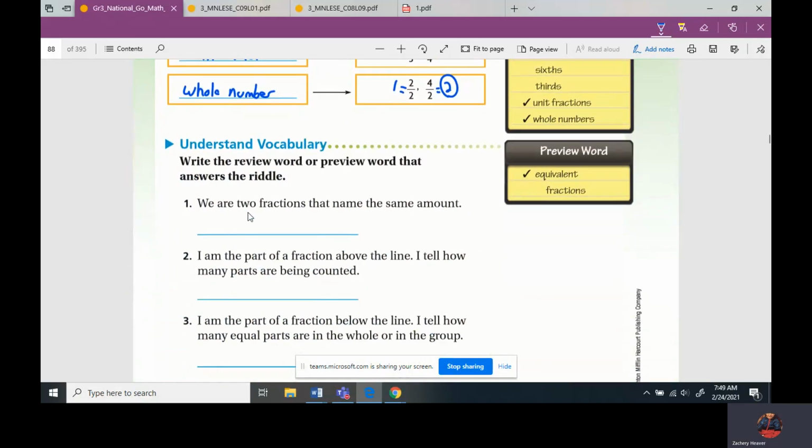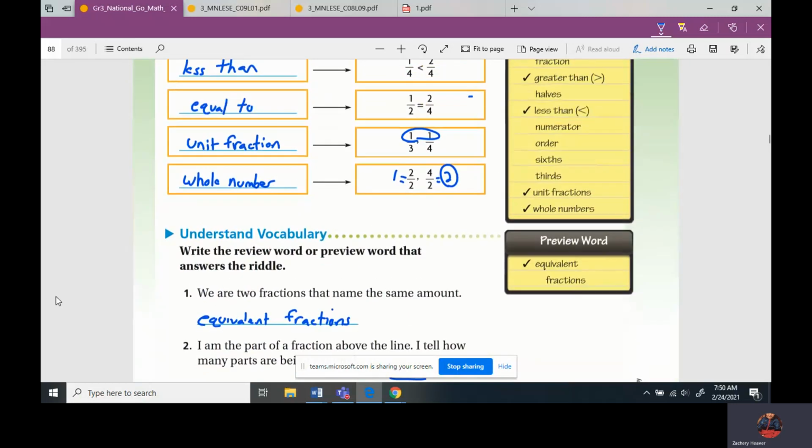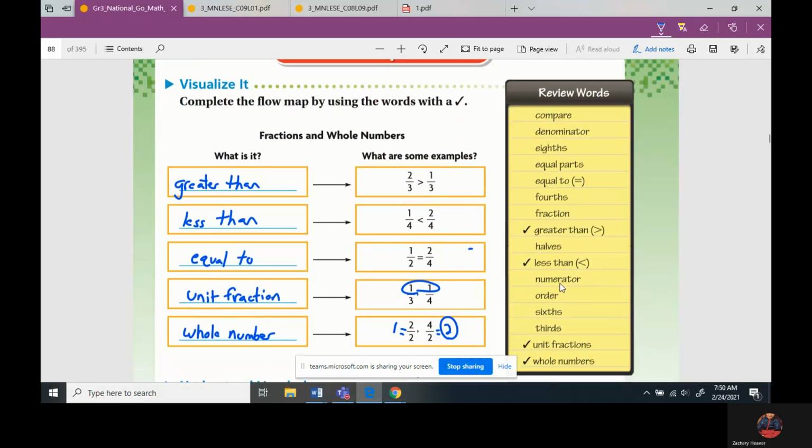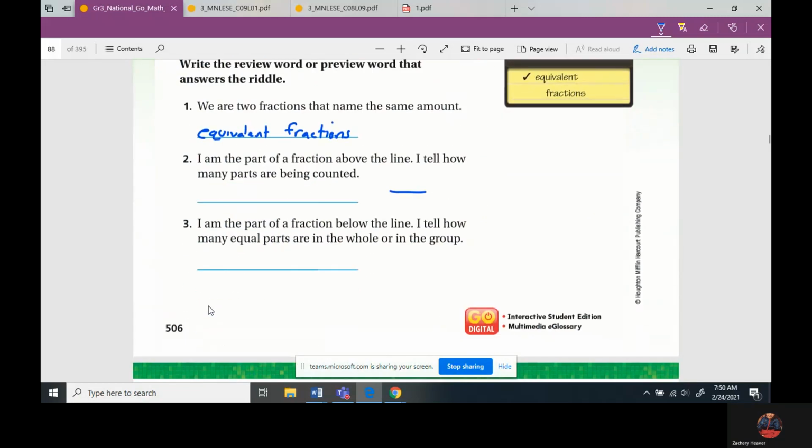This one says, what are 2 fractions that name the same amount? We know that those are called equivalent fractions. Equivalent fractions means they are equal. I am the part of the fraction above the line. I tell how many parts are being counted. This is the numerator right here. Numerators on top, denominators on the bottom. I'm the part of the fraction below the line. Below, D for down, that's the denominator.